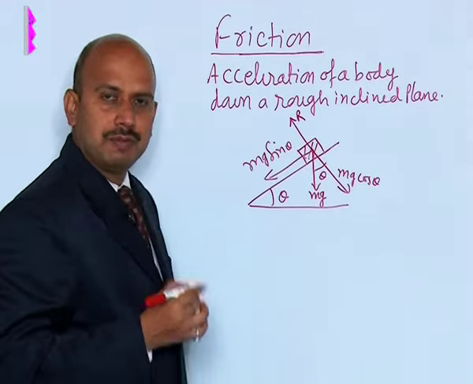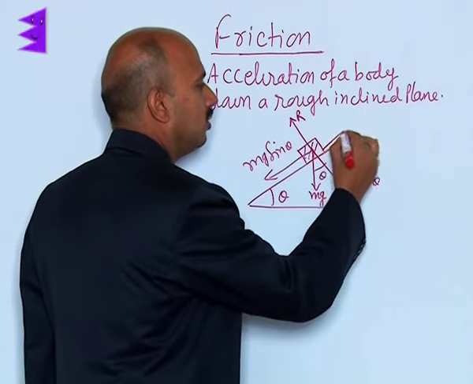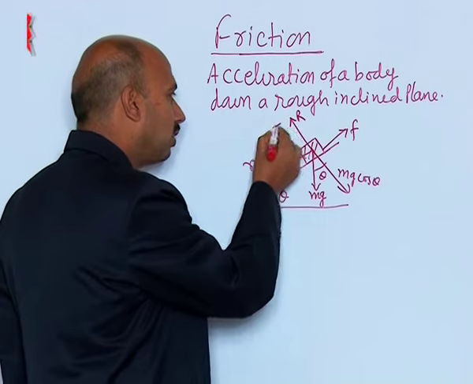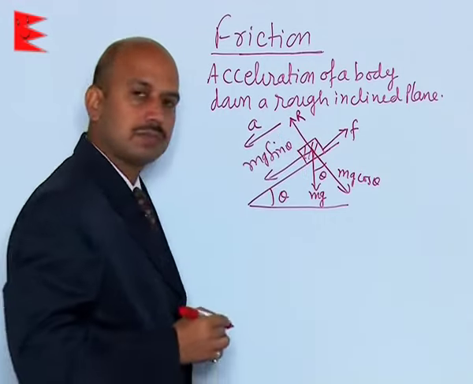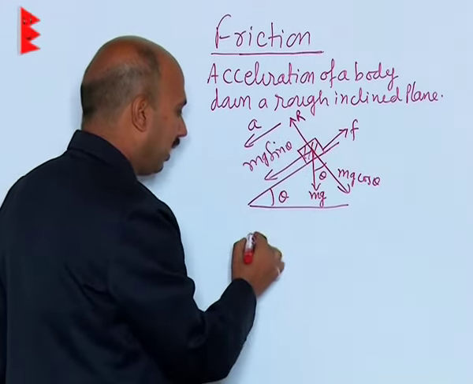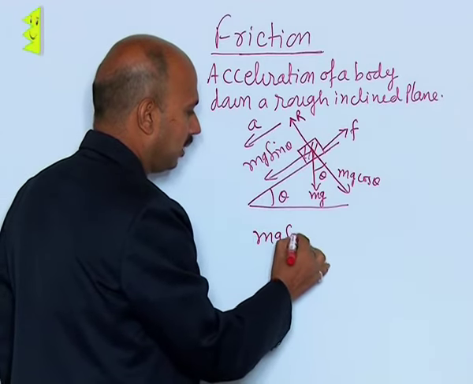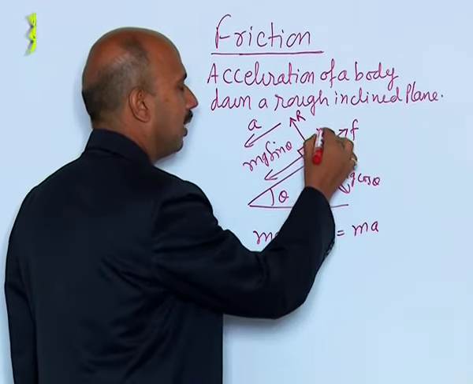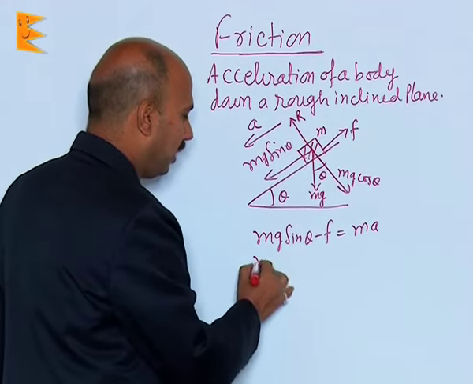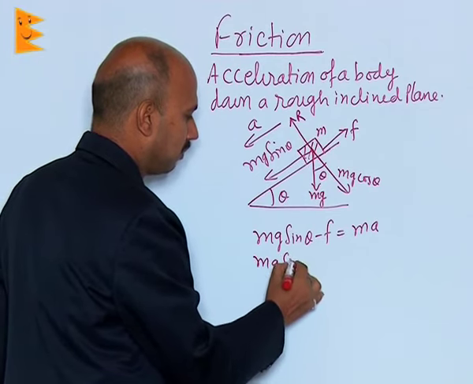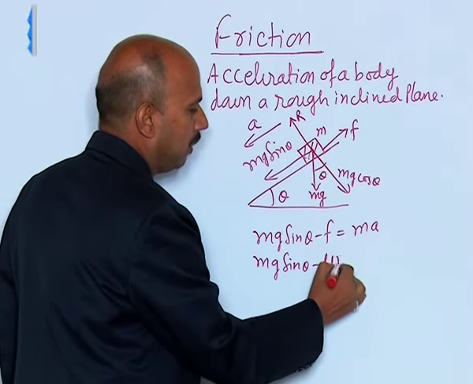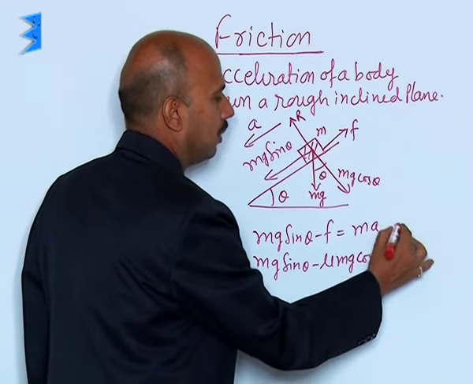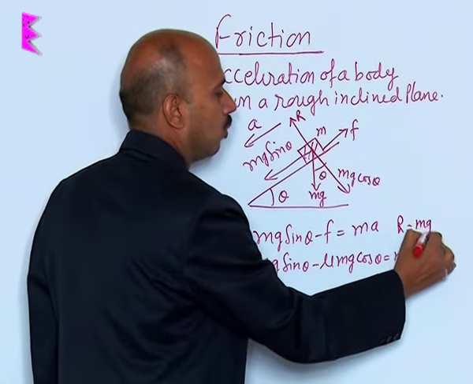This is a free body diagram I am drawing here. Frictional force is acting to this side, F. Now, when the body is coming down with acceleration a, then we can write mg sin theta minus F is equal to m into a, m is the mass of the body. We can write mg sin theta minus mu mg cos theta is equal to m into a, because R is equal to mg cos theta.